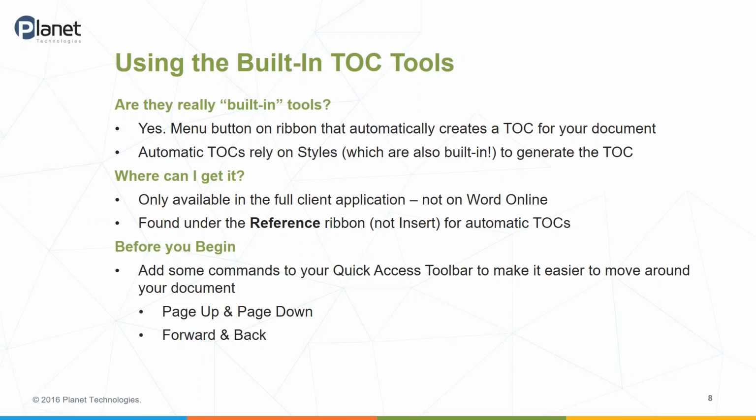So all of this is found under the reference ribbon. It used to be the insert ribbon in a few versions back with Word, but now it's all contained on the reference ribbon for the automated features. Now there are a couple of things that I personally like to do before I dive into a lot of table of contents work. I like to modify my quick access toolbar, which is the toolbar right at the top of Word, to add in a couple of commands that aren't on any of the ribbons that just make it easier for me to move around in a document.